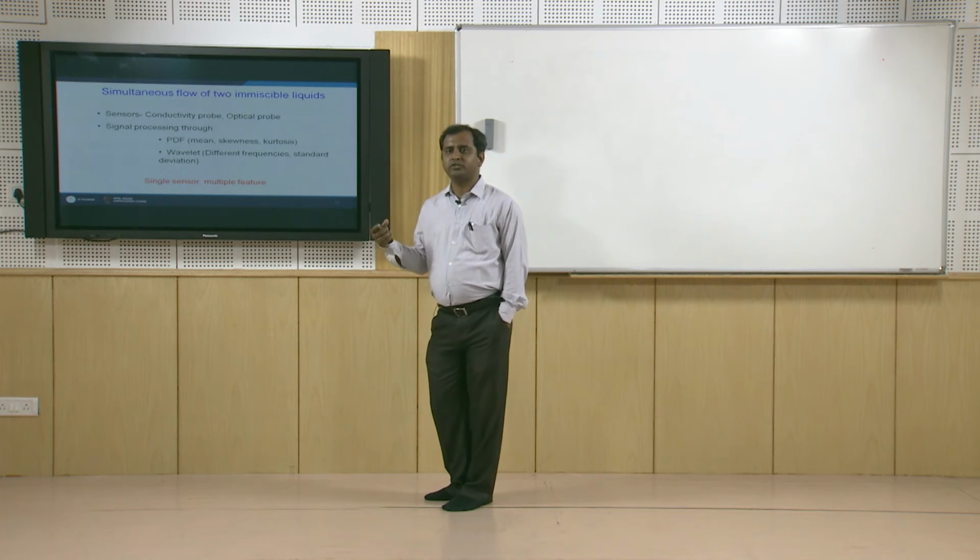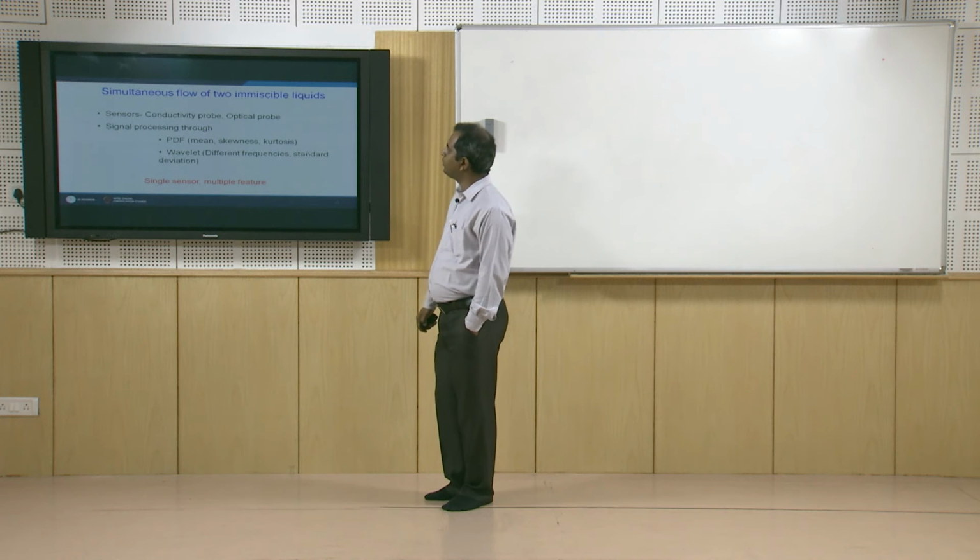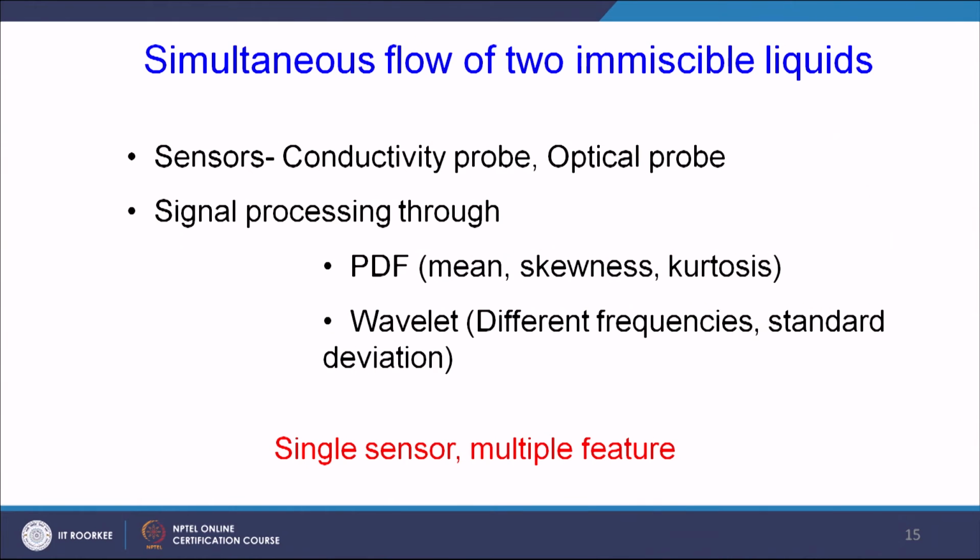Next, let us go for another experiment where we show simultaneous flow of two immiscible liquids. Here we have used both a conductivity probe and an optical probe, and we have processed the signal using PDF. PDF I have already shown you in the previous experiment, and the new thing we have done here is wavelet. So, this is a single sensor, but multiple features.